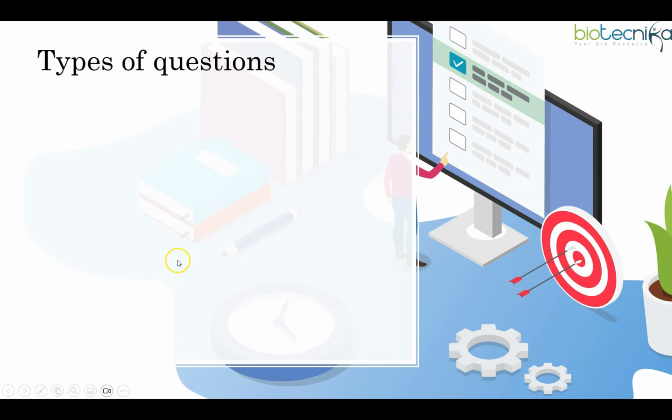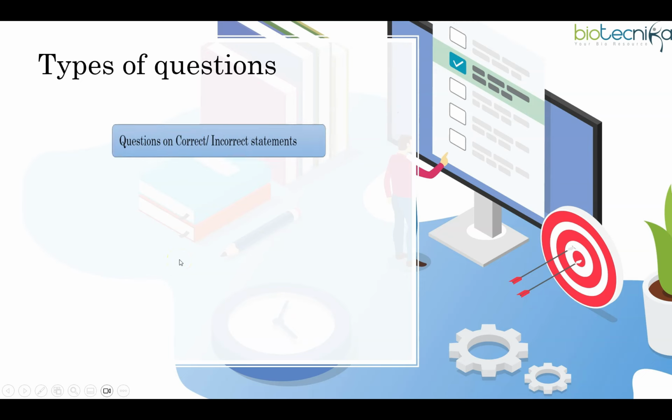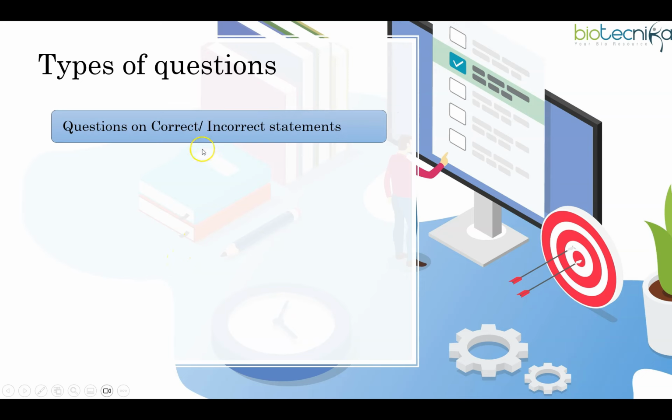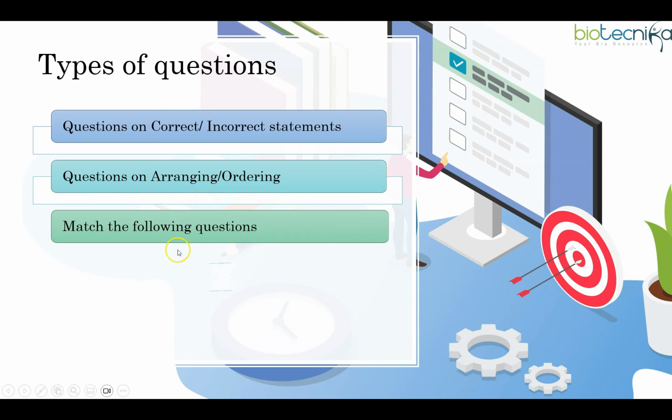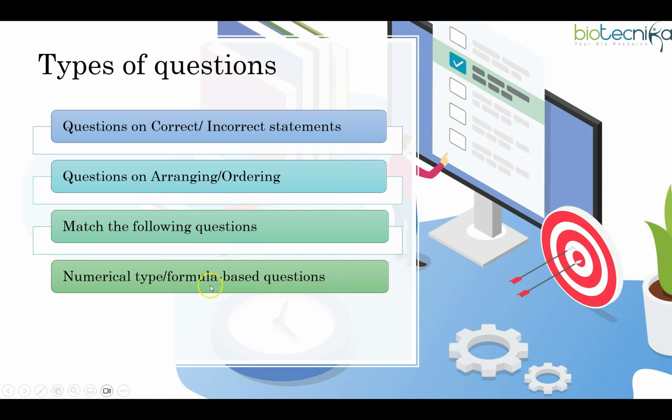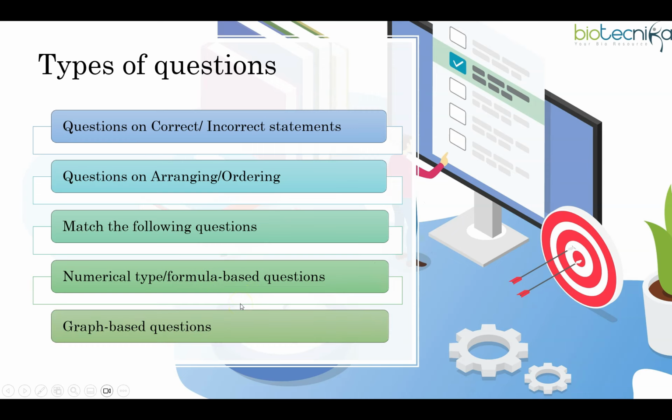Now, what are the different types of questions that come? I have categorized into different 10 types. One are the questions which are based on correct and incorrect statements. Either you have to choose all correct or all incorrect, or maybe they will give one correct out of a set. So like that. Another will be questions on arranging and ordering. Then we have the match the following questions. We have numerical type or the formula based questions. And then we have the graph based questions.